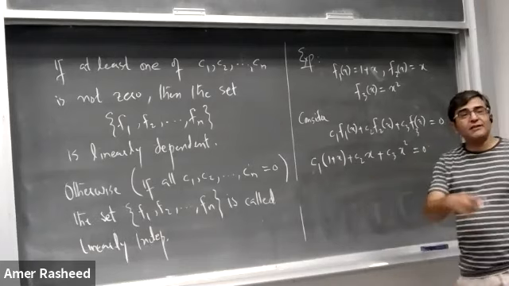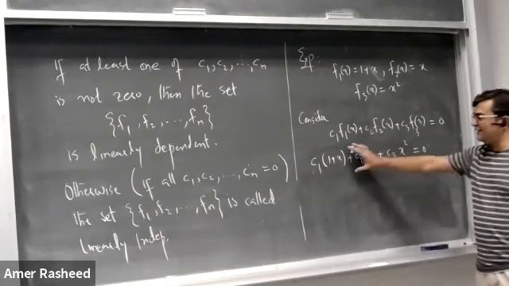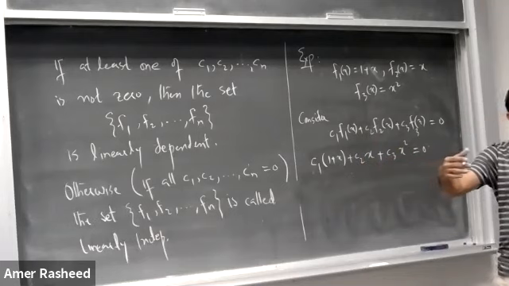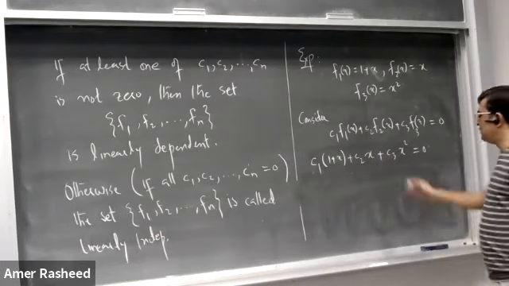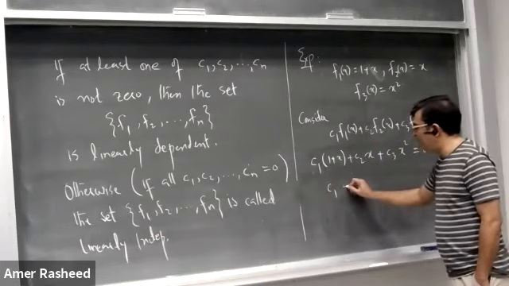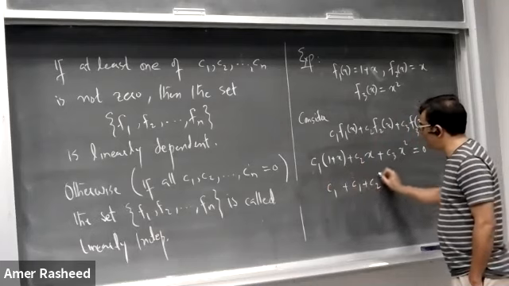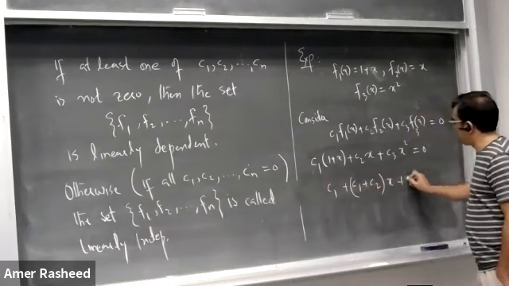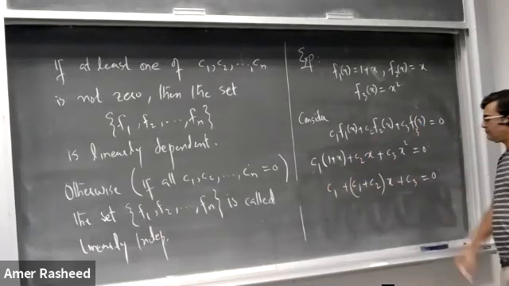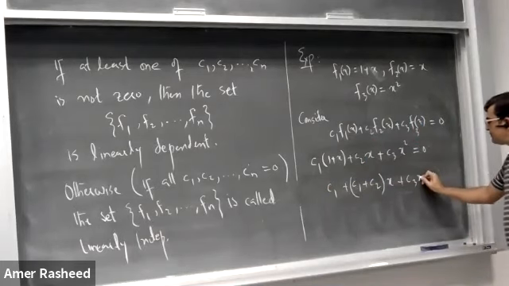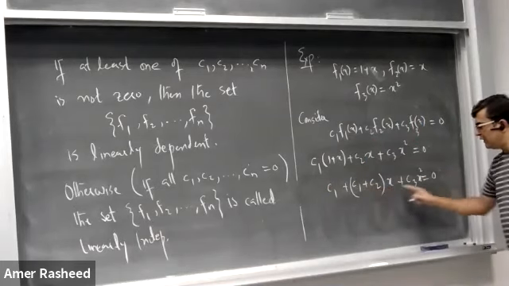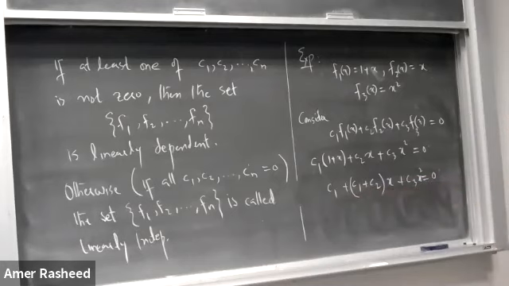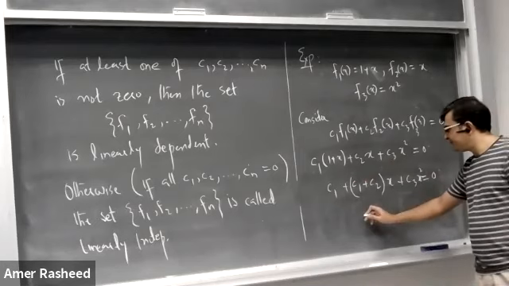There is another method of solving this. Convert this expression into this: C1 plus C2 x plus C3 x squared is equal to 0. We have collected the coefficients of like powers of x. Now, by comparing left hand side to right hand side, we can write what?